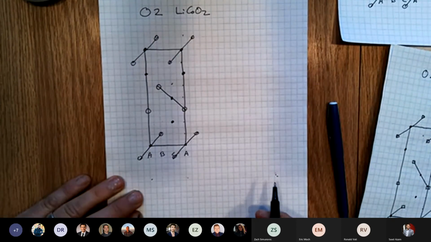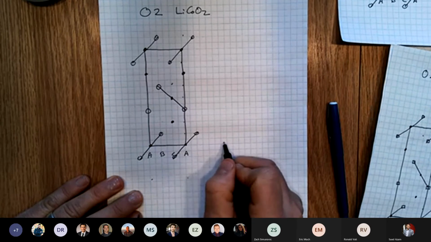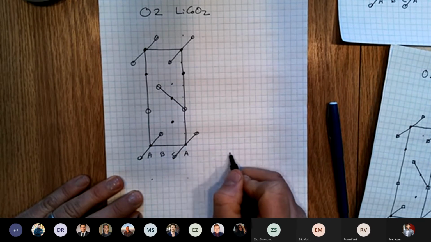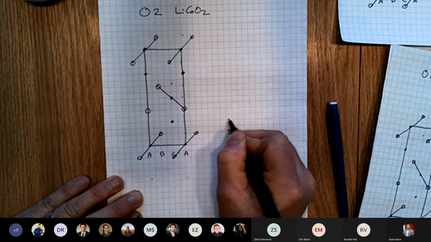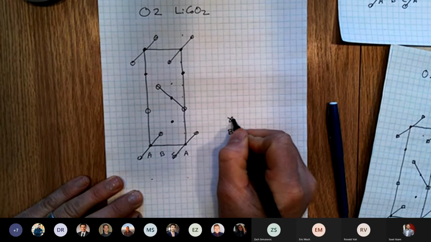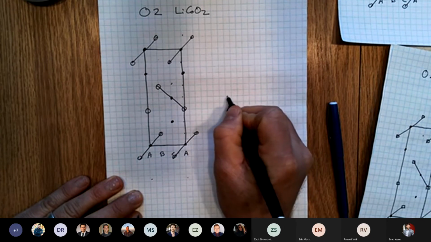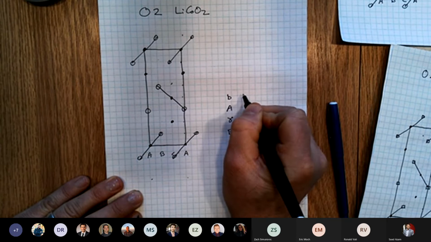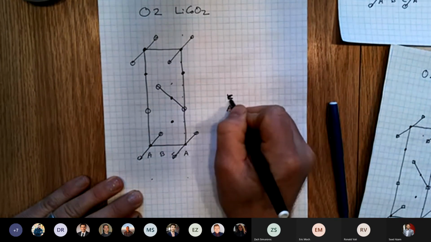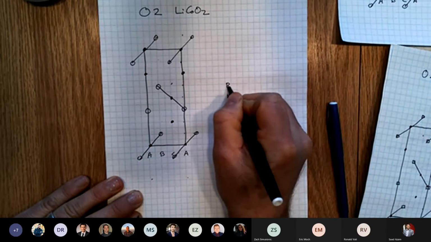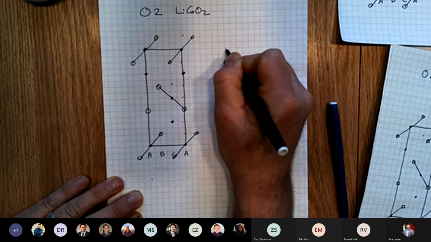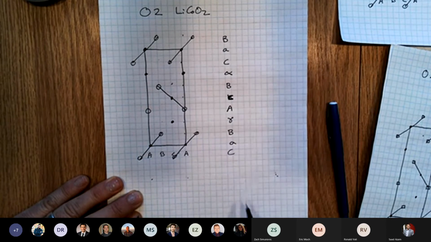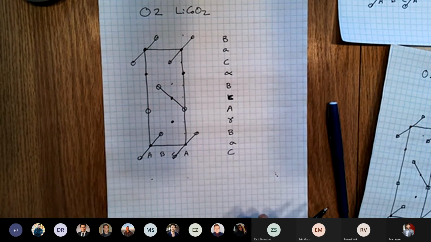Okay. So the stacking here goes C, A, B, gamma, A, C, sorry, C, B, alpha, C, A, B. And it's different than O3, right?